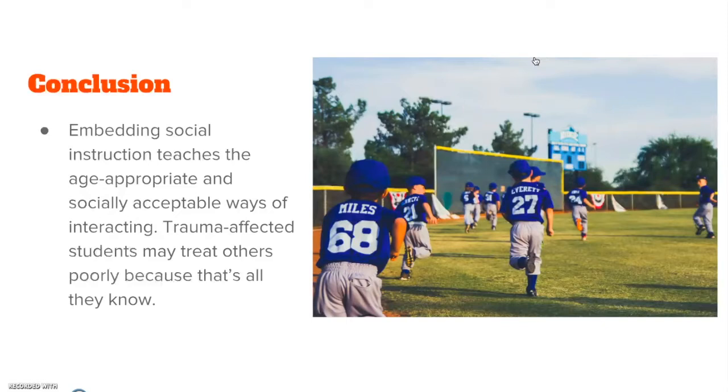As we see in this image, most well-adjusted students have experiences that incorporated social skills instruction throughout their development, like playing team sports or being involved in clubs. Many trauma-affected students, on the other hand, require instruction in the age-appropriate and socially acceptable ways of interacting. Trauma-affected students may treat others poorly because that's all they know.